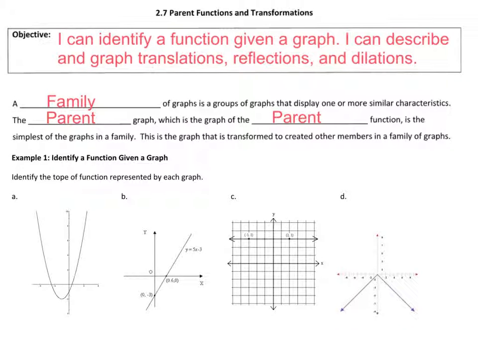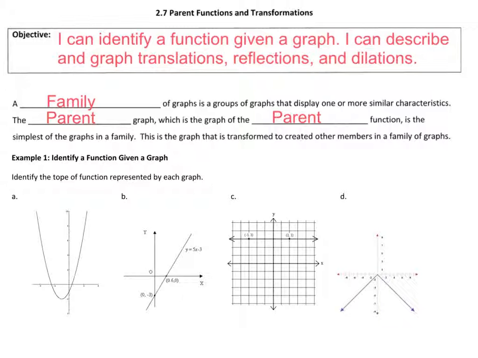This is section 2.7, Parent Functions and Transformations. Our objective is: I can identify a function given a graph, and I can describe and graph translations, reflections, and dilations. A family of graphs is a group of graphs that display one or more similar characteristics.